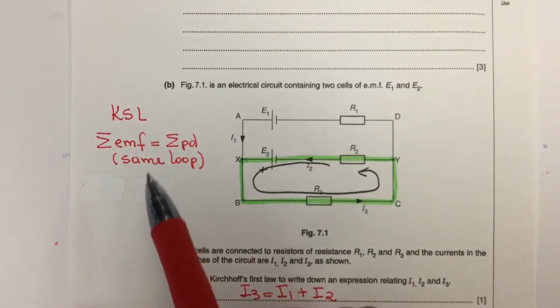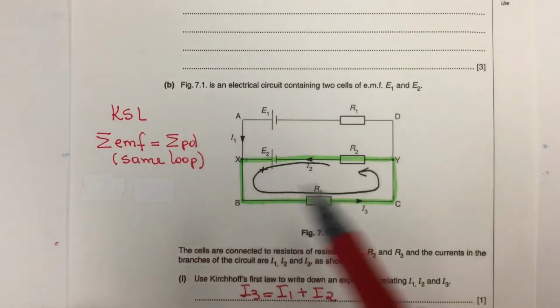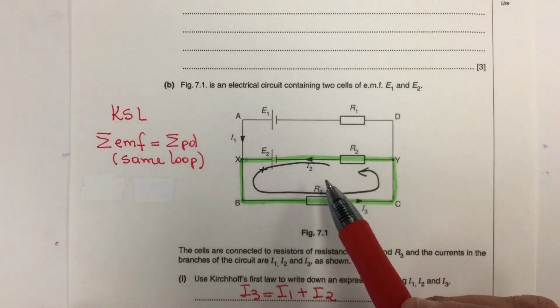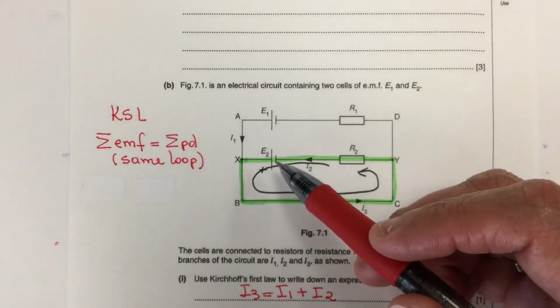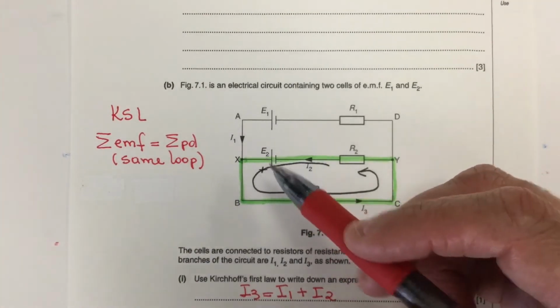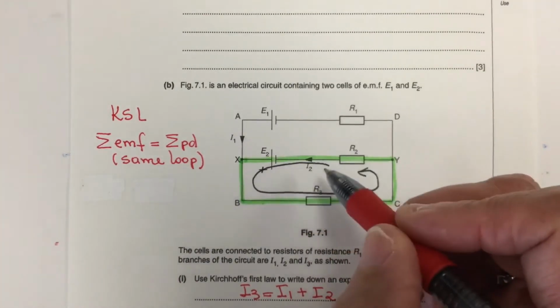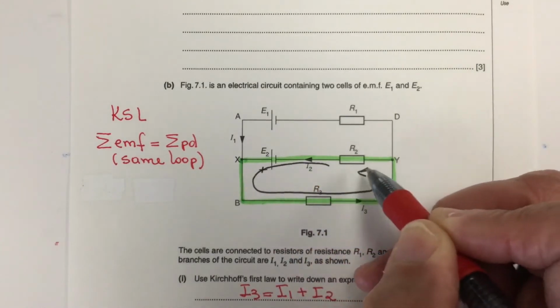Before arranging all the EMFs and PDs in this equation, you need to determine the direction of a loop. It's completely arbitrary. My preference is going from negative to positive of one battery that I have here, in this case just this. So go from negative to positive, so that's the direction of my loop.